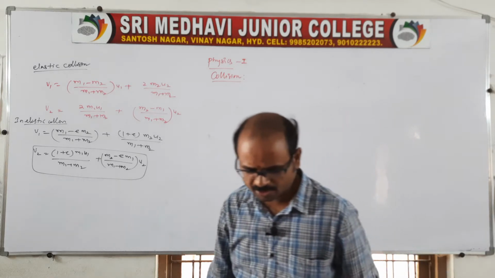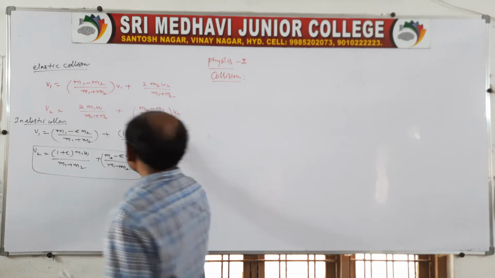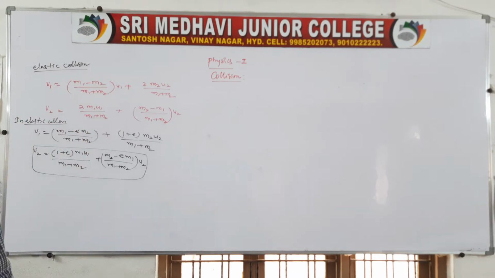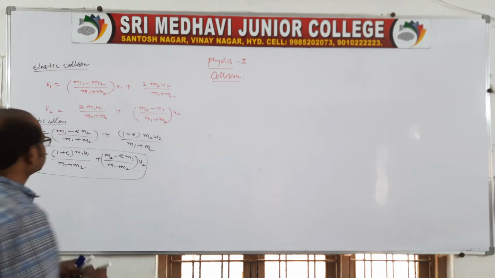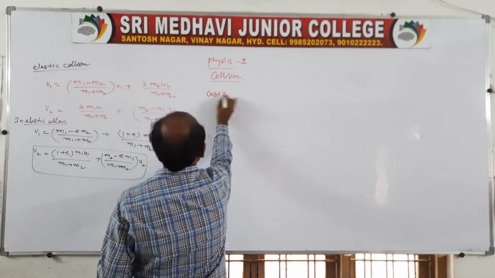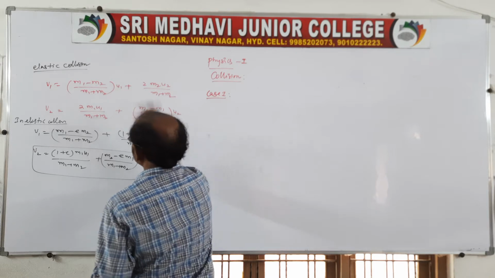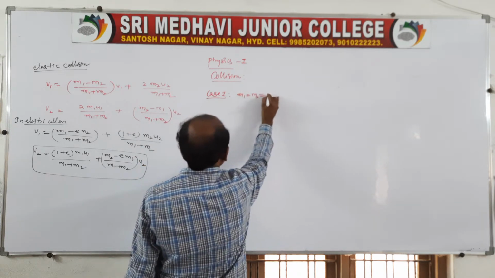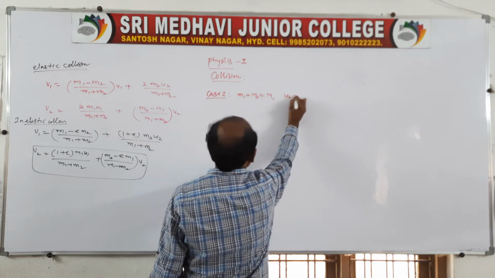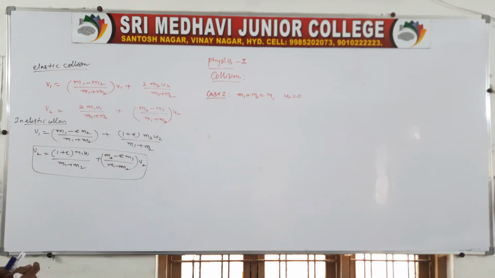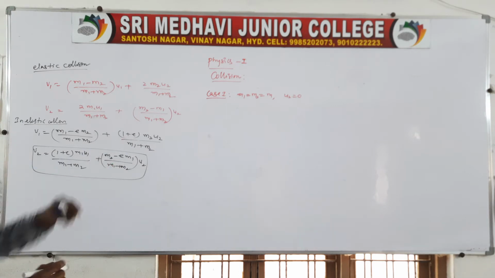Suppose I would like to tell you one case related to inelastic collisions. Only one case is there in case of an inelastic collision. Suppose you take M1 is equal to M2 is equal to M, and the second body at rest. Second body at rest means you make U2 as 0.